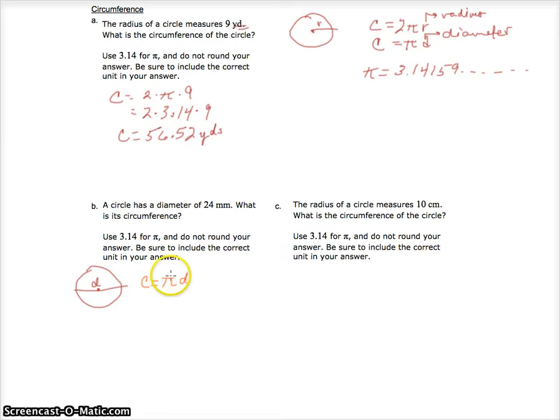C equals pi d. It says use 3.14 for pi, so C equals 3.14 times the diameter, which was 24. We're going to grab our calculators and do 24 times 3.14. And so C is going to give us 75.36.